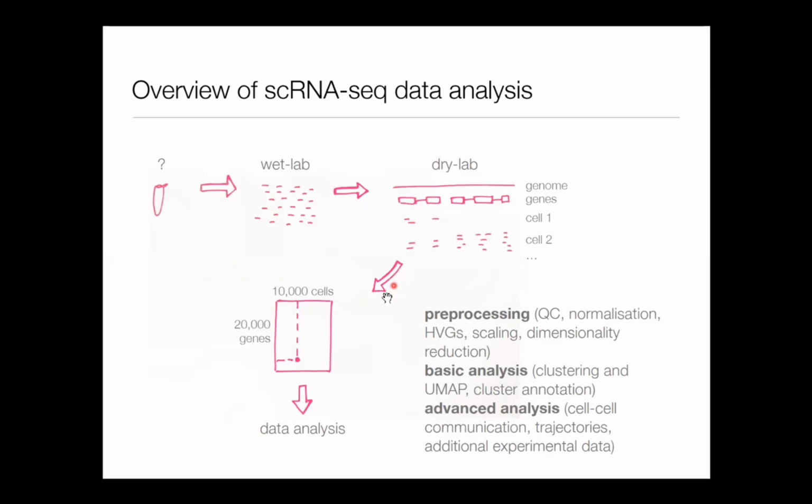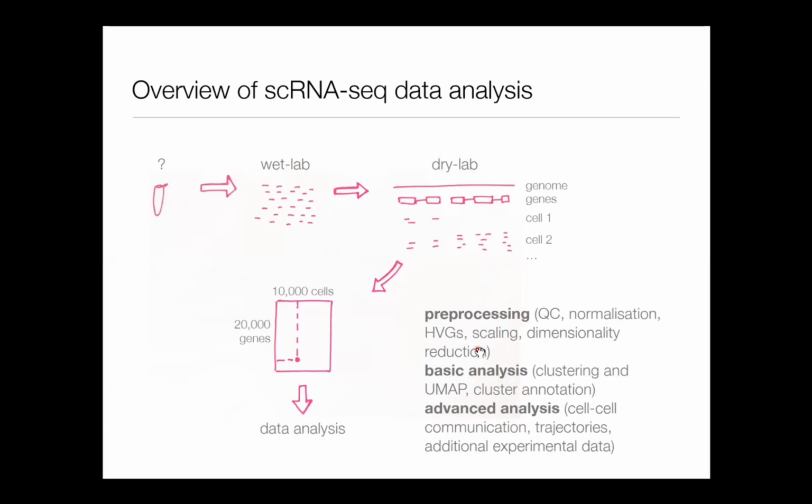From there, we derive a huge table. For example, we have 10,000 cells, so 10,000 columns, and 20,000 genes, which means 20,000 rows. And just one item, one cell in this table, could mean this gene has that many reads mapped to it in the experiment. We do this for all cells and all genes, we get this huge table, and this is actually the basis for data analysis.